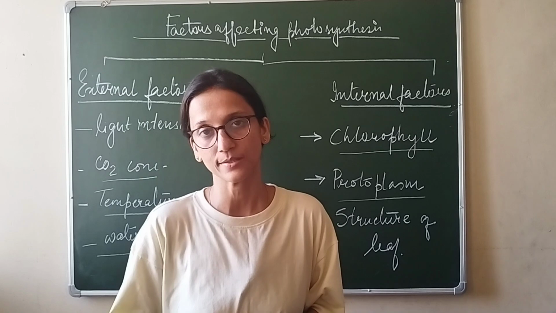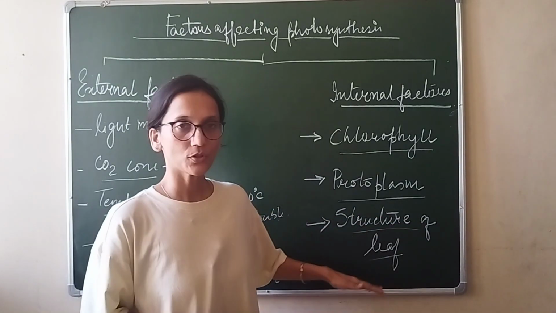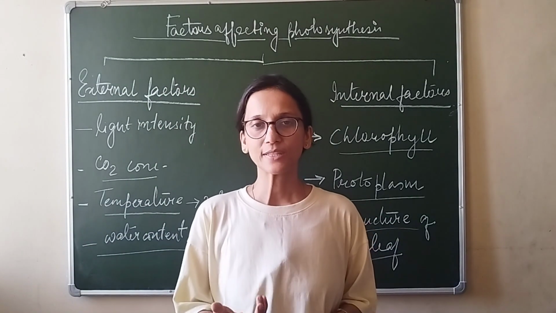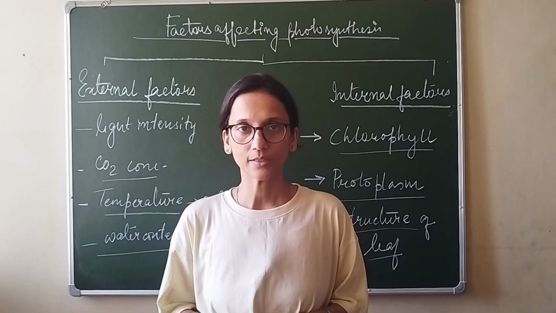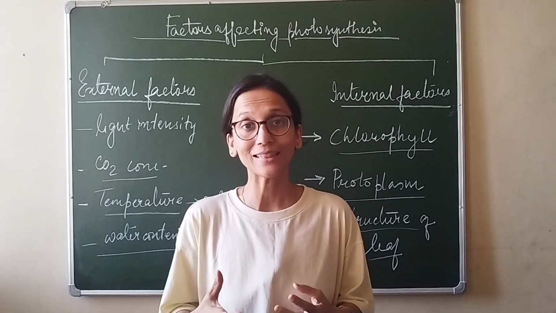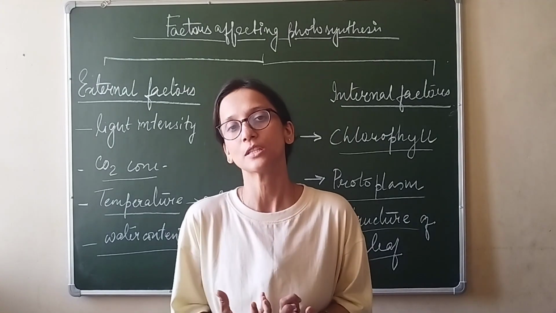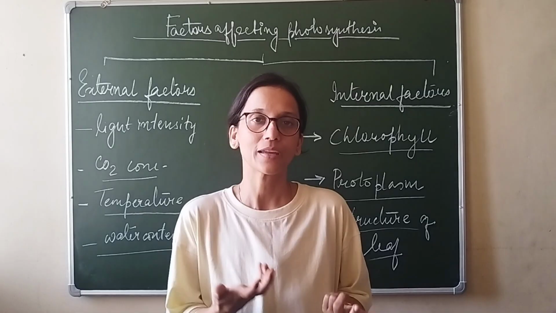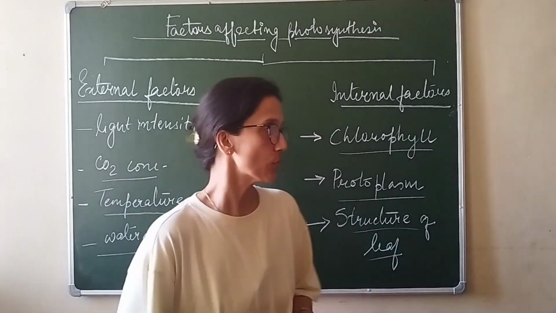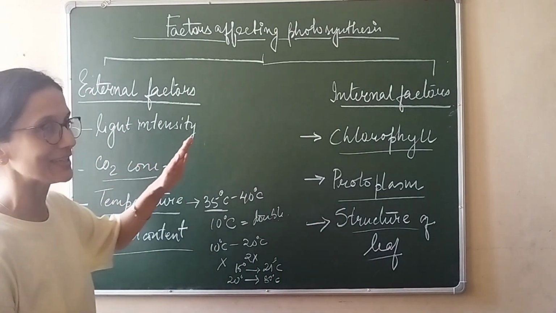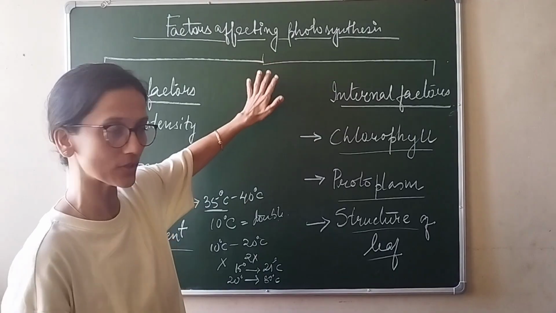Under structure of leaf, we mainly consider points like the distribution of the stomata, then thickness of the cuticle, and the size of the leaf. All of these factors will also determine the rate of photosynthesis. So we have discussed the external and the internal factors that affect photosynthesis.